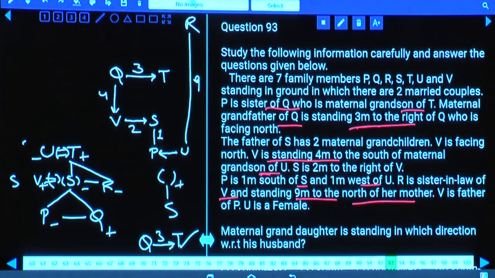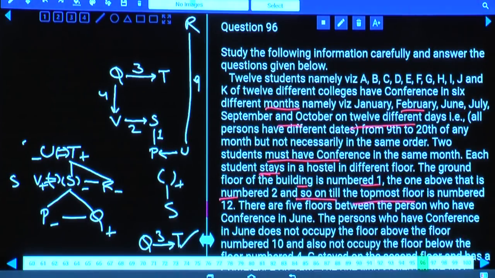Clear now? Can you work out these questions or not? This is about 93 to 95. Next, 93 to 95 done. Next one, 96 to 100. What is there in this 96 to 100? Tell me how many of you have done this. Shall we discuss or is it not required?